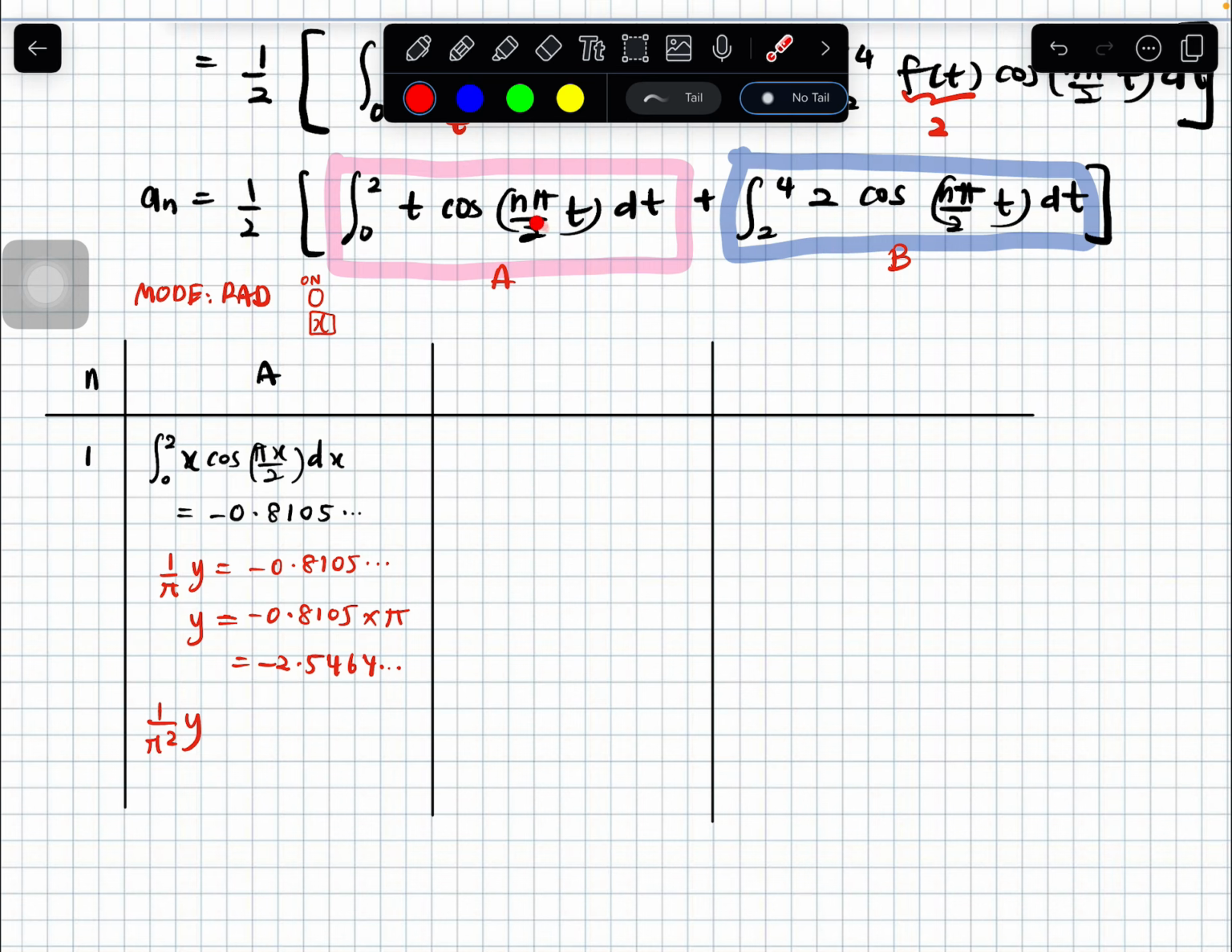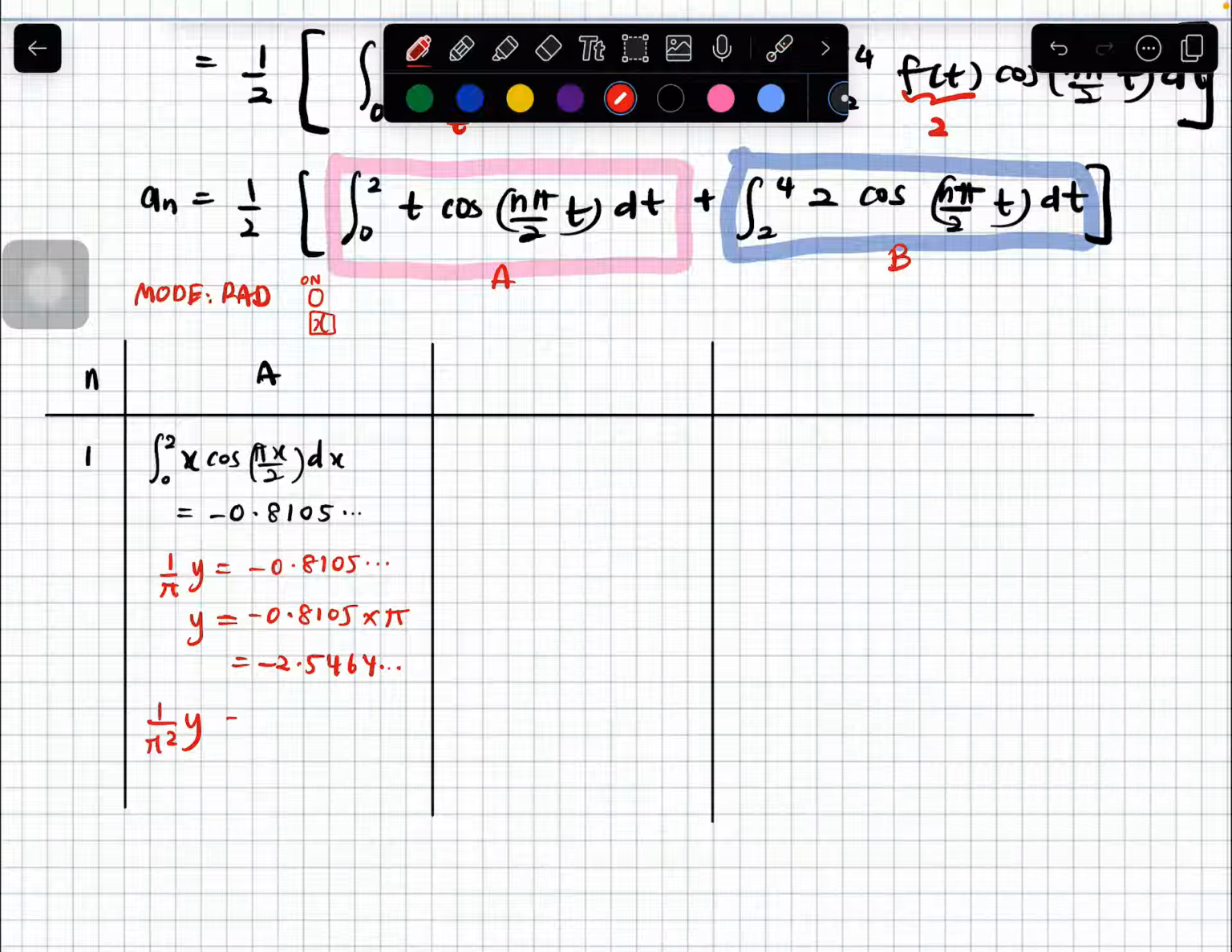If you put 1 over pi square, why do we choose pi square this time? Because in integration by parts, if you do this manually and integrate cos, you will get 1 over n pi sine n pi. And if you integrate again, you will get negative cos, and the coefficient is 1 over n square pi square. That is why we try to represent the answer like this.